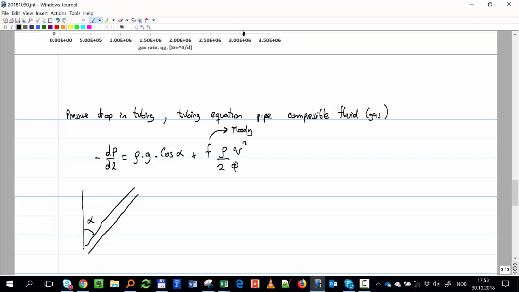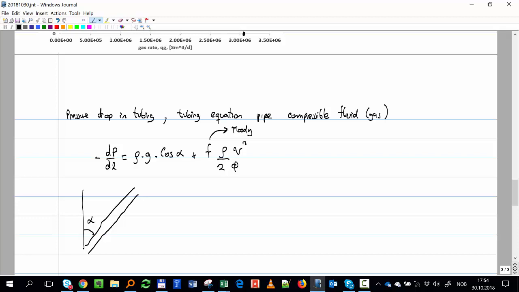So what is the complexity of this equation? If it was a liquid, or an incompressible fluid, I can just substitute a constant for the density, and here I have the friction factor, which I calculate with that graph. Now with gas, the density will be changing with pressure, so it's a function of pressure. That's the main challenge.